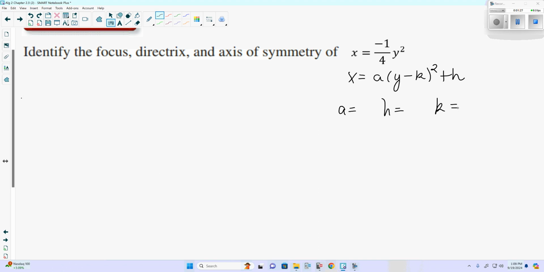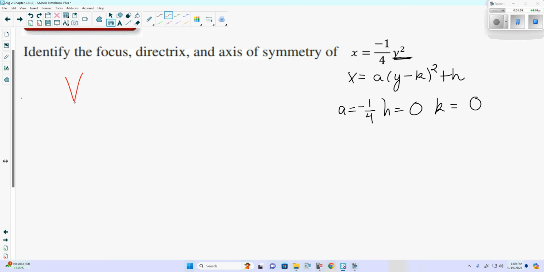So what is the value of a for this here? Negative 1/4. What's the value of h? 0. Because there is nothing being added. There is nothing in that spot. So the value of h is 0. What's the value of k? Also 0. We don't have anything adding or subtracting from y inside parentheses. So k is also 0.